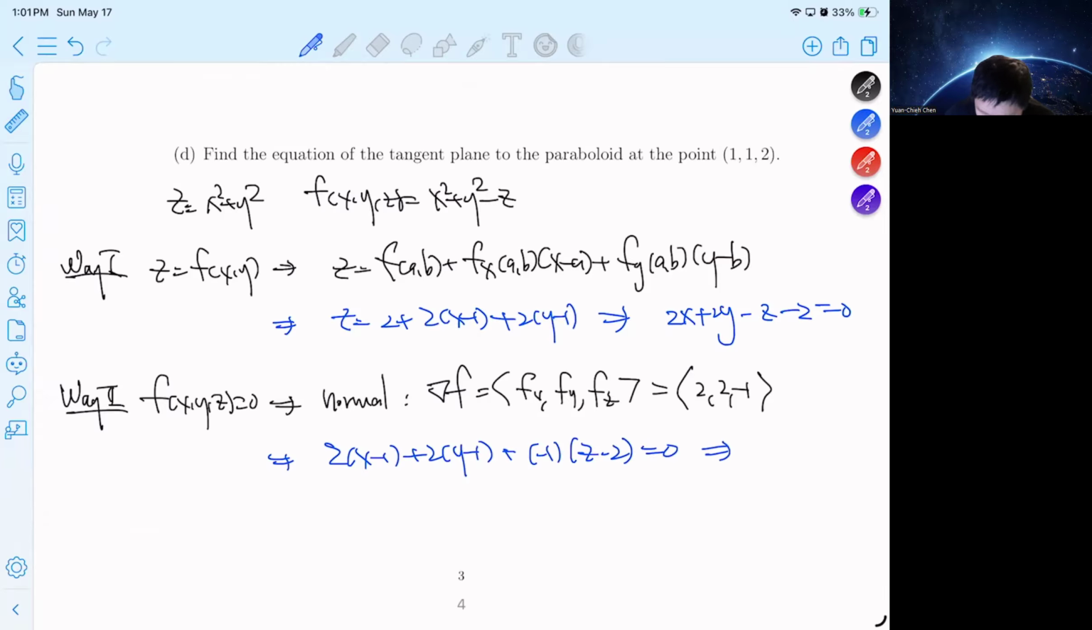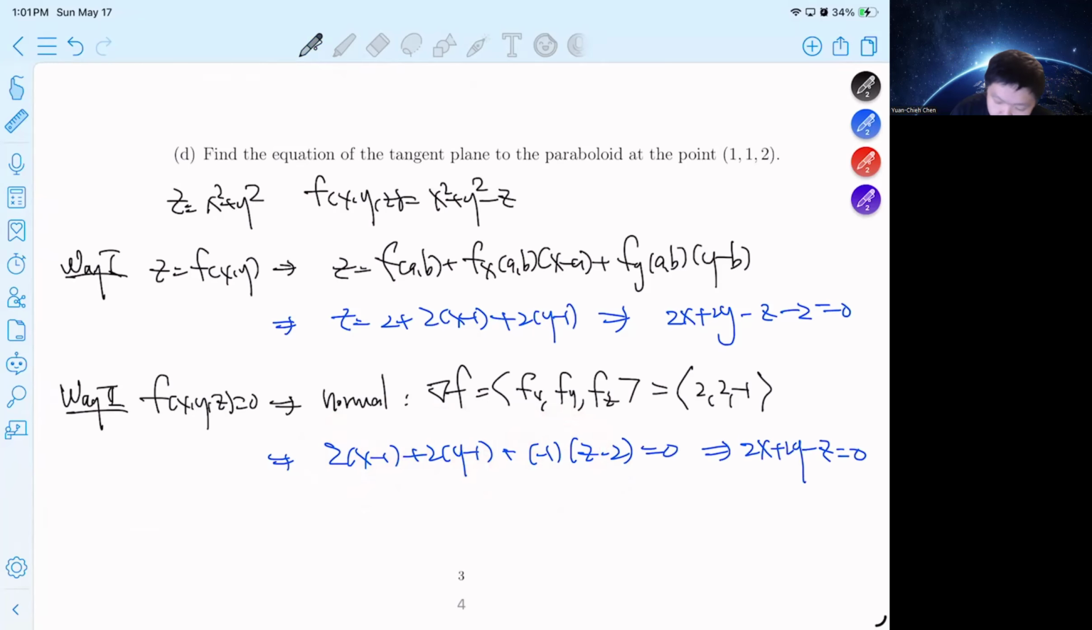And we simplify that again: 2x, 2y, and minus z, -2 plus 2. So it's still the same thing. Yay. Same thing. And now after chapter 16, we have a third way to do that.